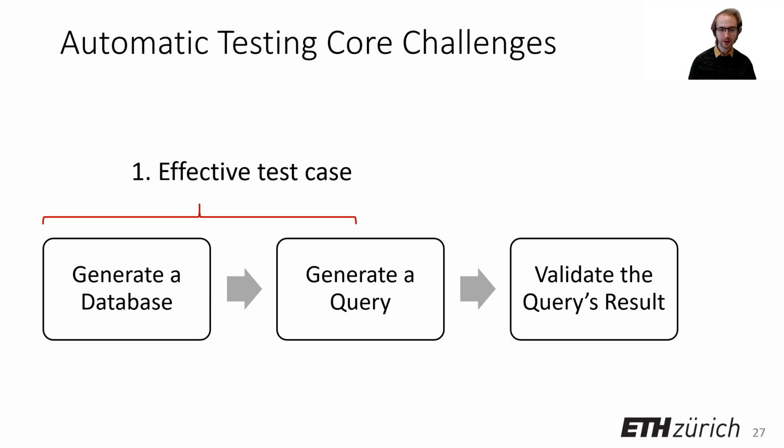So these 3 phases actually relate to 2 challenges in automatic testing. The first 2 relate to how an effective test case can be generated. And the second and third relate to how a test oracle can be constructed. So a test oracle is a mechanism that validates whether the result is correct or not.